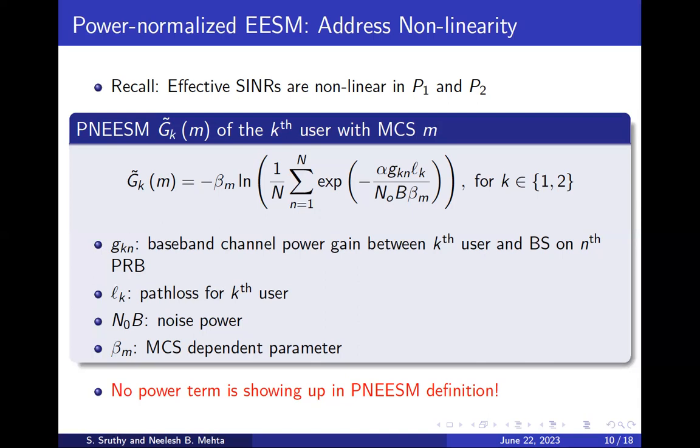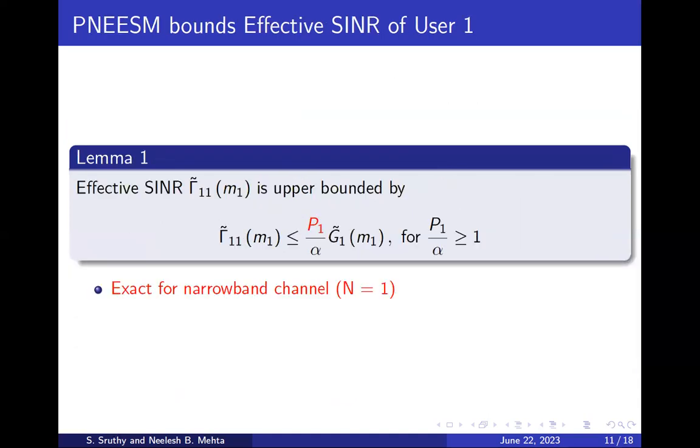So the next job is to connect this EESM with the effective SINRs. For that, we are proposing two lemmas. In lemma 1, we connect the effective SINR of user 1 with the EESM of user 1. Here, the effective SINR of user 1 is upper bounded by the power scaled version of EESM of user 1. And we have shown that this bound is exact for narrowband channels where the number of PRBs equals 1.